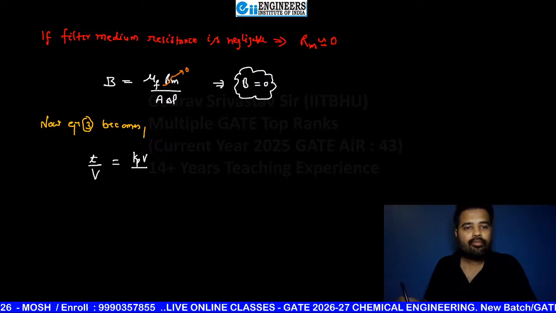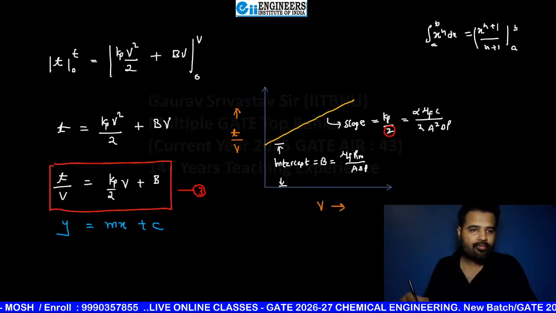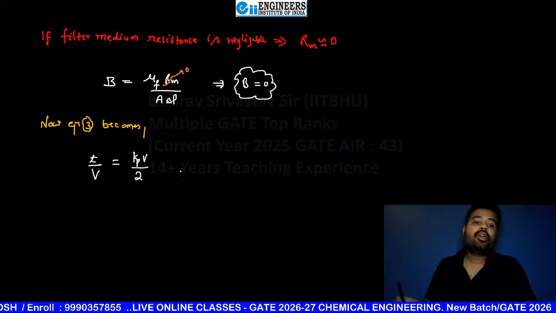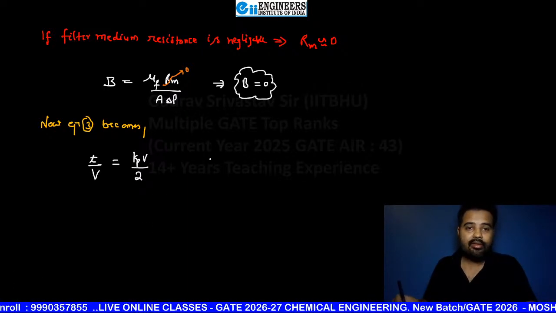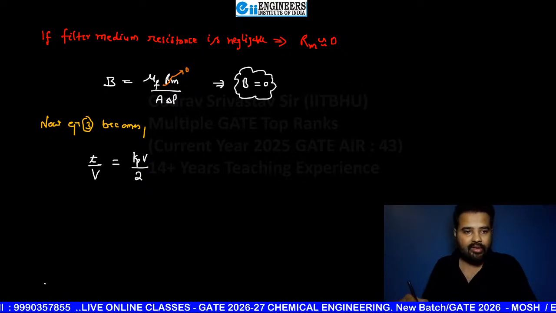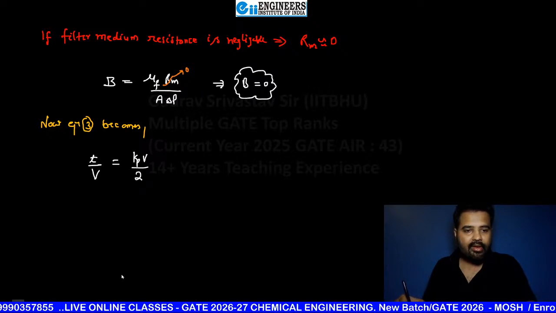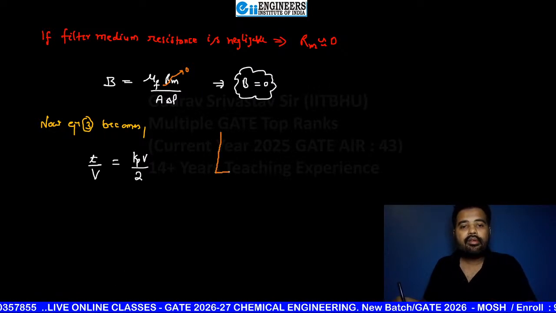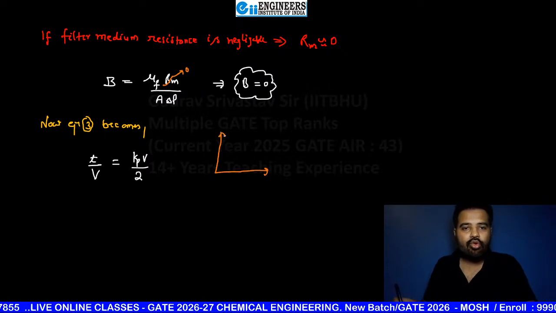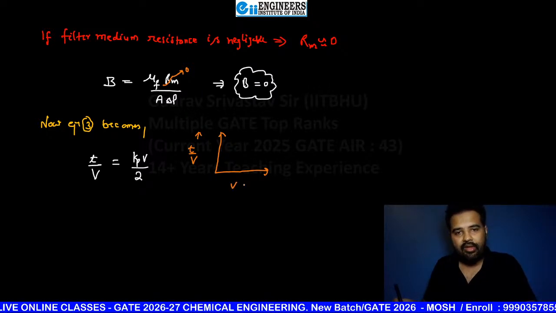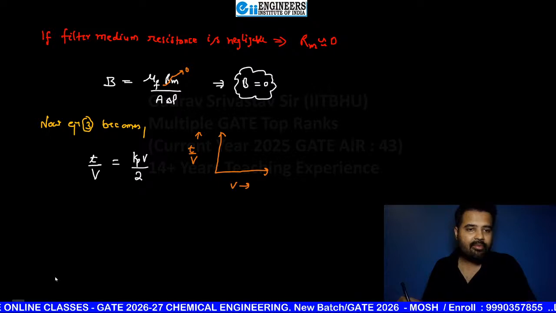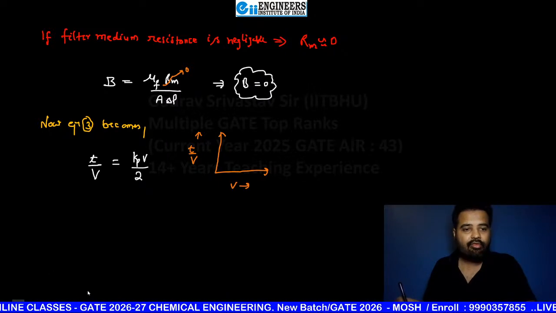Yeah, correct. Now in this case, if you want to draw the previous graph again, it will be much easier to draw. Just T by V versus V, and my dear students, this time it will pass through the origin.